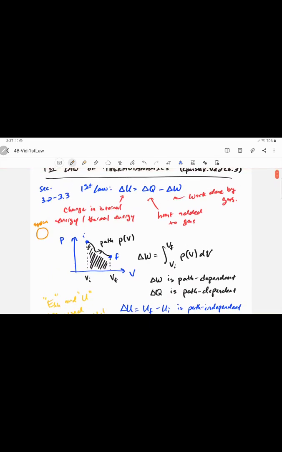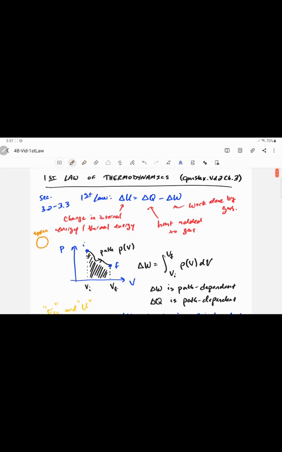So there are 2 ways, and if you had to sum up thermodynamics in one sentence, this is it. There are 2 ways that you can change the internal energy of a system. You can heat it up, or you can do work on it. Okay.